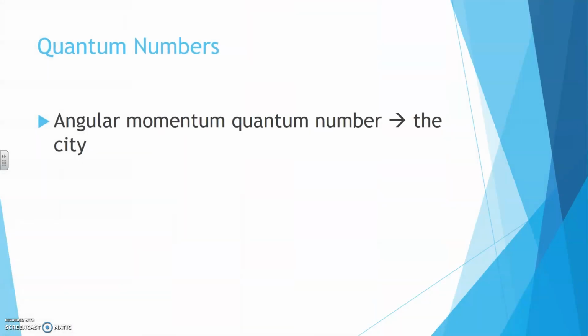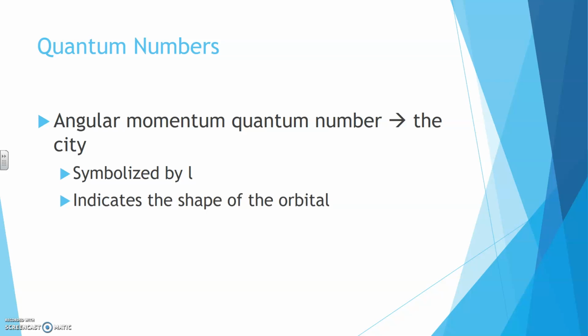Next up, you have the angular momentum quantum number. So this is like the city. It is symbolized by l. Okay, so it's a little weird. It'll look like a 1 a lot of times, but that is an l. It indicates the shape of the orbital. And now, how many shapes do we have for the different orbitals? 4 of them. Okay, so there are 4 potential l values. They can be a number between 0 and n minus 1.